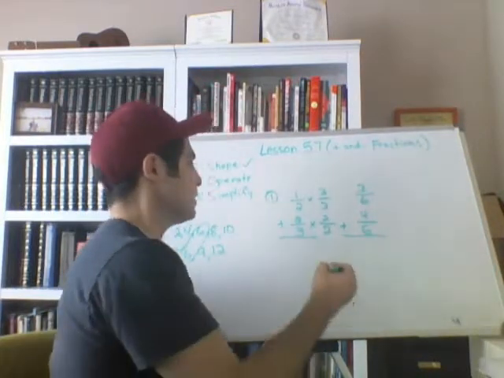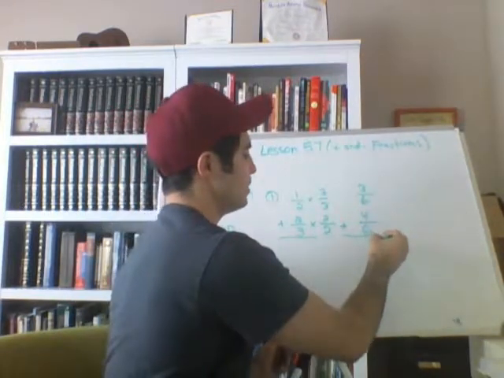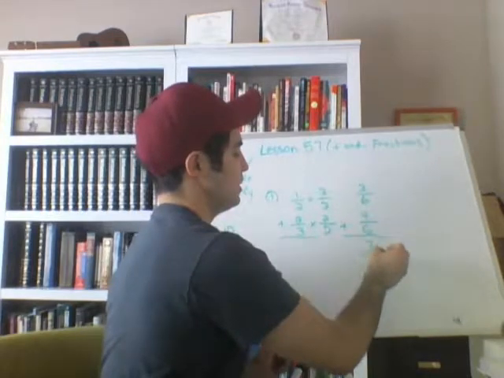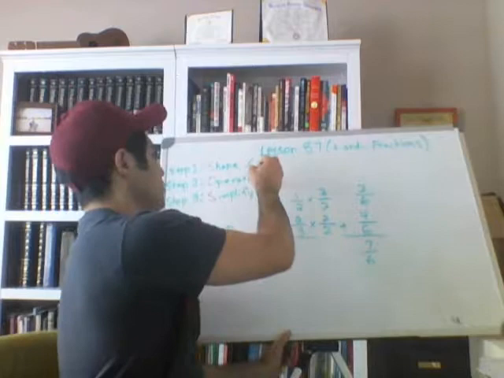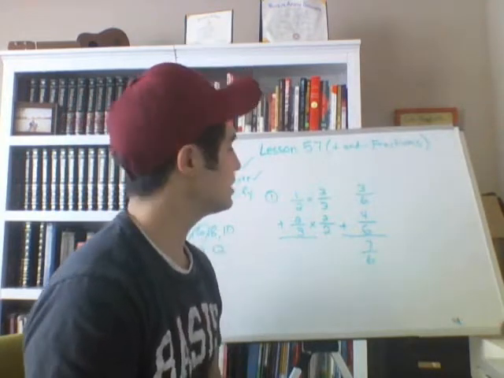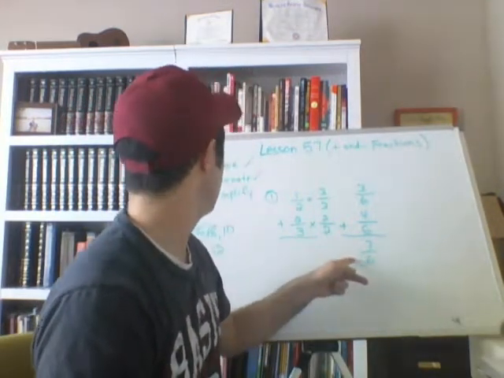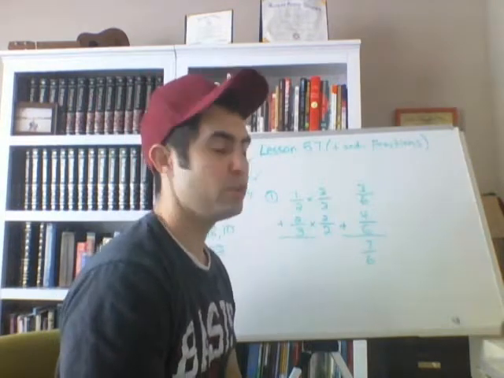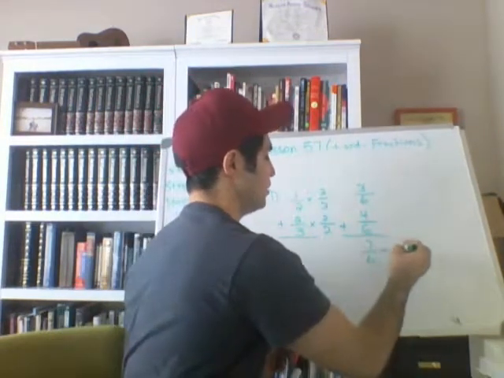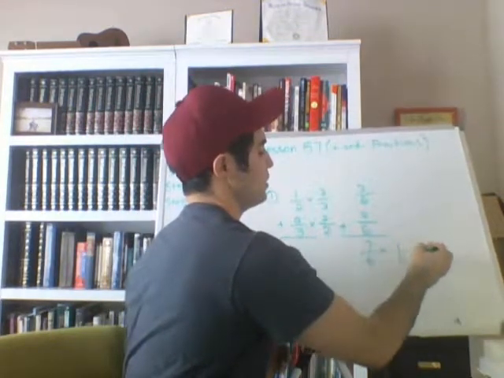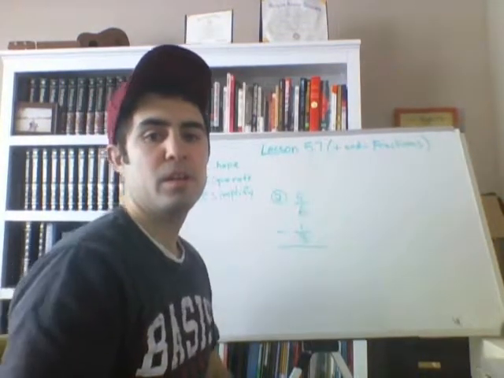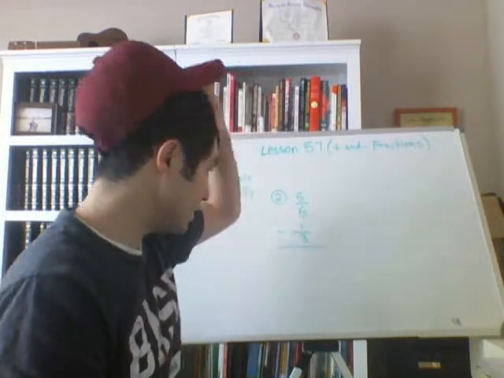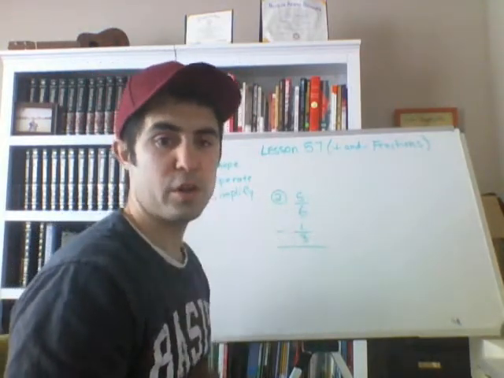Alright, now the next step is to operate. 3 plus 4 is 7, and then 3/6 plus 4/6 is 7/6. So that's step number 2, operate. That's probably the easiest step. And then the last step is to simplify. So if you do top divided by bottom here, you're going to get 1 and 1/6. That is your answer. Alright, example problem number 2 is 5/6 minus 1/3.